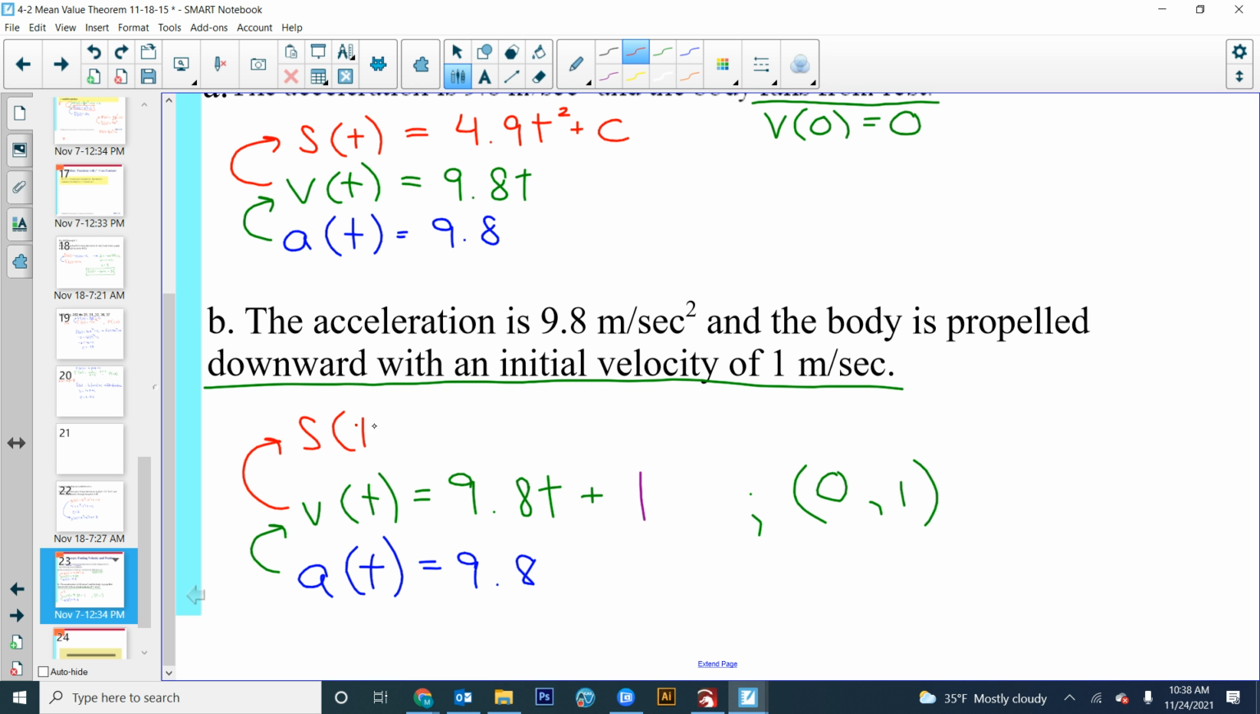So now, S of t is 4.9t squared plus t, because the antiderivative of 1 is t, plus c. Tony, you getting this down?